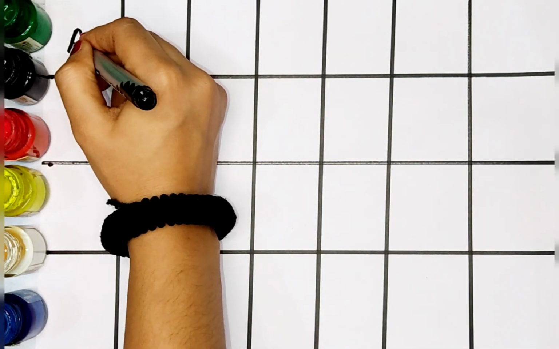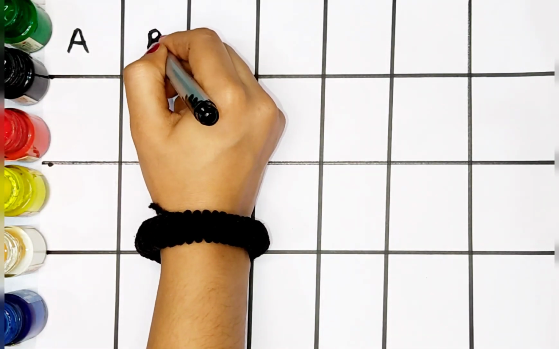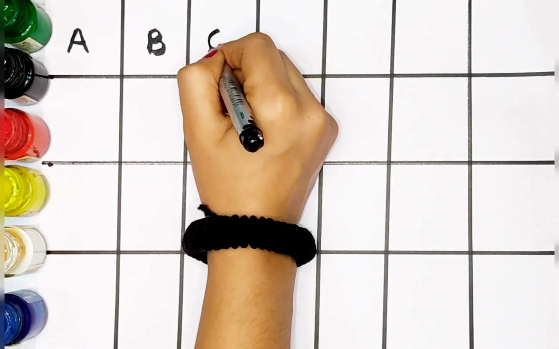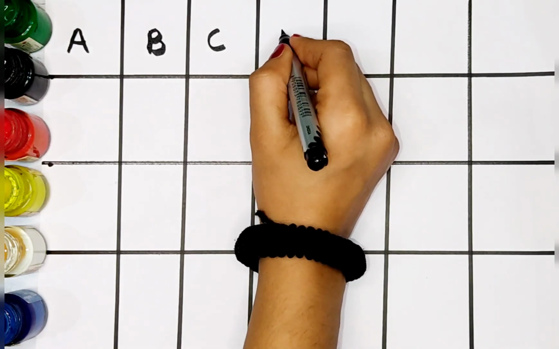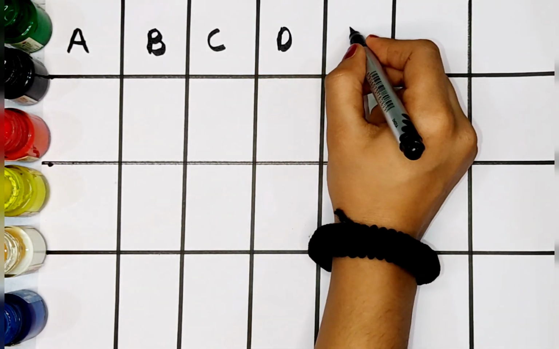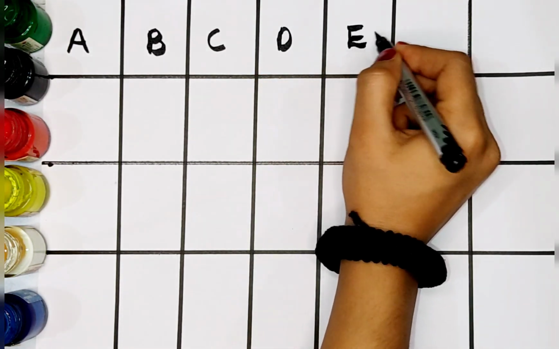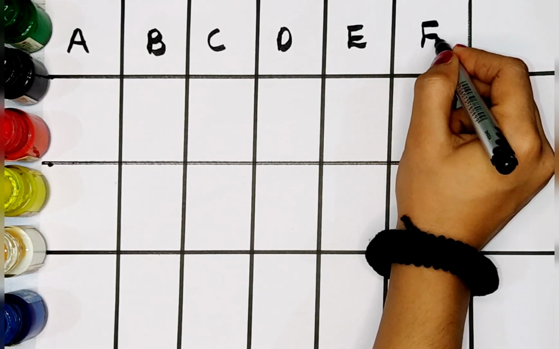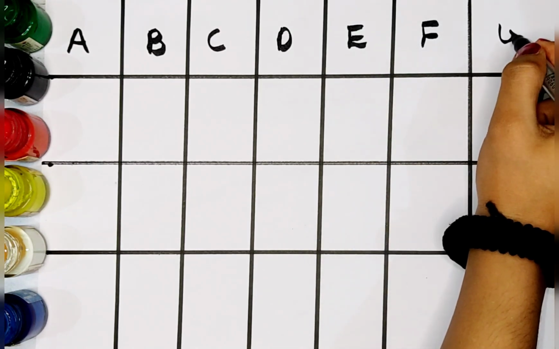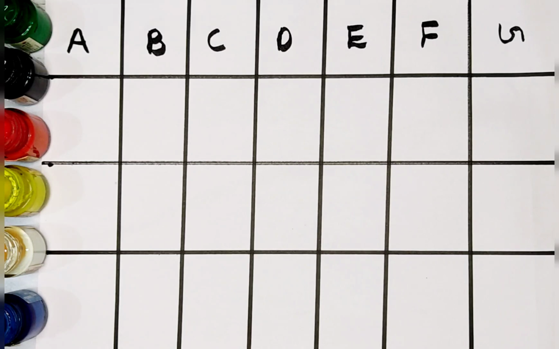A. A for apple. B. B for ball. C. C for cat. D. D for doctor. E. E for elephant. F. F for fish. G. G for grapes.